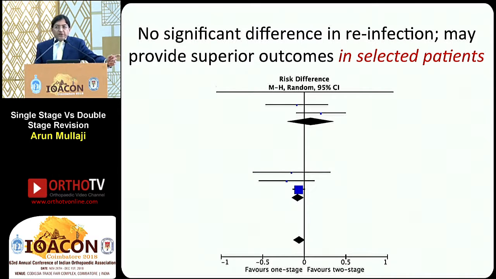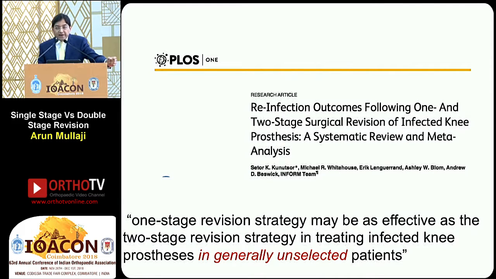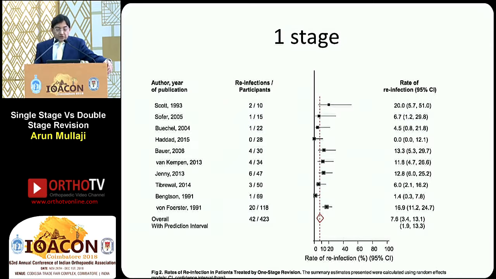Now, how do you select these patients? Of course, that's a matter of, again, judgment, and this is typically immune-compromised patients, presence of a sinus, resistant organisms, and so on. But this is not very clear-cut in the literature. At the same time, we have this paper, which again is a systematic review and meta-analysis, which is showing more or less the same thing. 1 stage revision as effective as 2 stage. But here they are saying in generally unselected patients, which means that you can do it even in all your cases. So this is 1 stage.